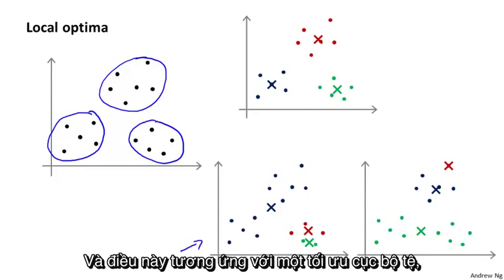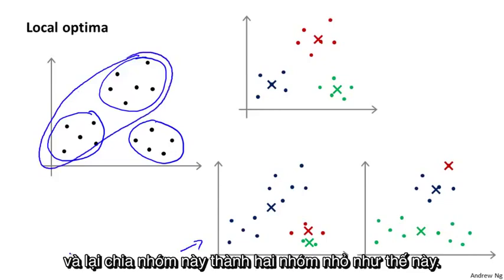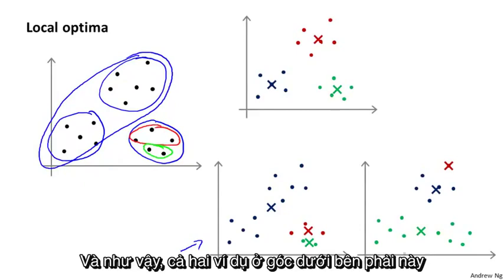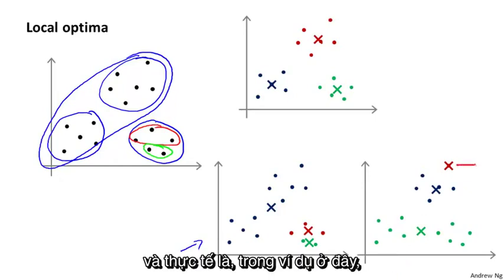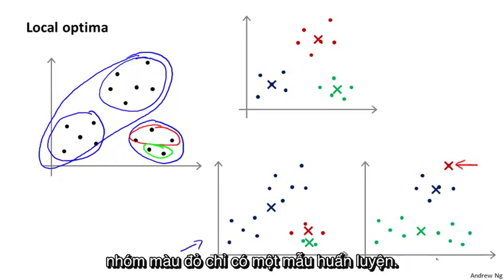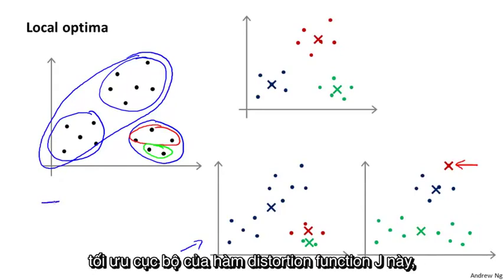And so this corresponds to a bad local optima because it has basically taken these 2 clusters and merged them into one, and furthermore it has split the second cluster into 2 separate subclusters, like so. And both of these examples on the lower right correspond to different local optima of k-means. In fact, in this example here, the red cluster has captured only a single unlabeled example. And the term local optima, by the way, refers to local optima of this distortion function j.